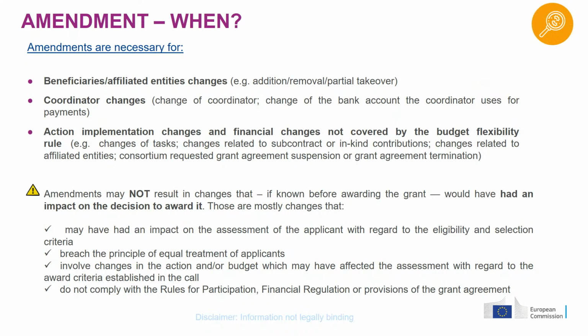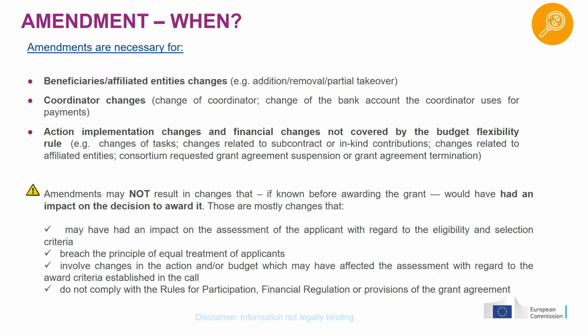So other changes that concern beneficiaries are, for instance, that you can add a beneficiary. There's also what we call a partial takeover of a beneficiary. That's when a beneficiary is, for example, subject to a partial acquisition, and the rights and obligations of the initial legal entity are taken over by a new legal entity, but the initial legal entity, the initial beneficiary, continues to exist. Well, then we will have to make an amendment to add the new legal entity who has taken over the rights and obligations under the grant agreement, and see if the initial beneficiary needs to be removed.